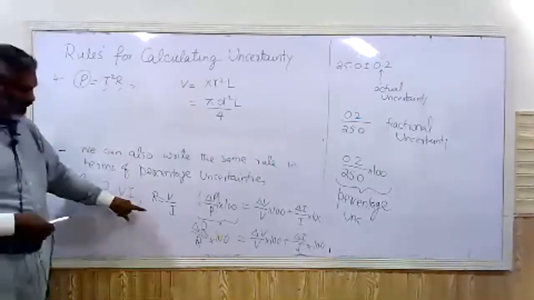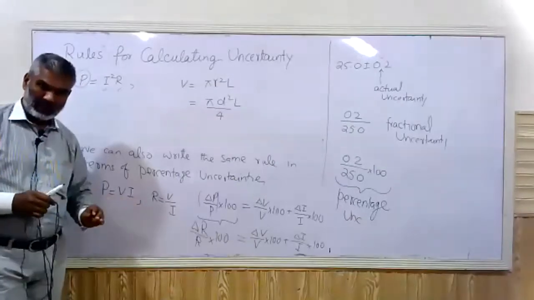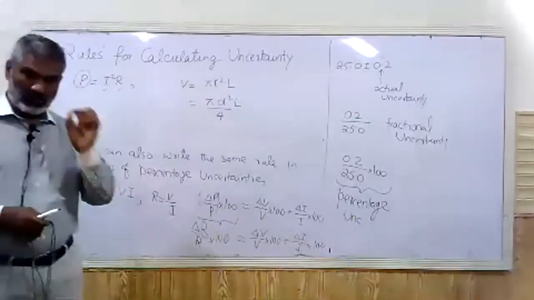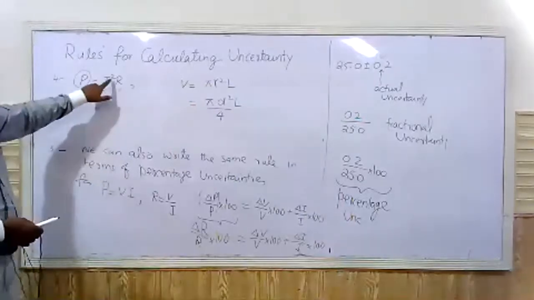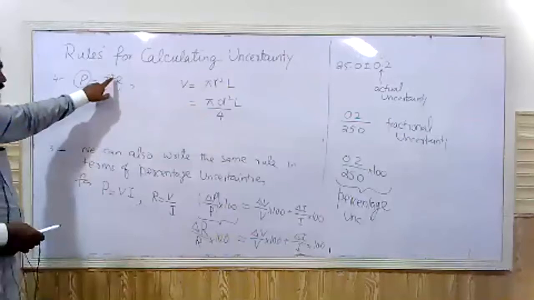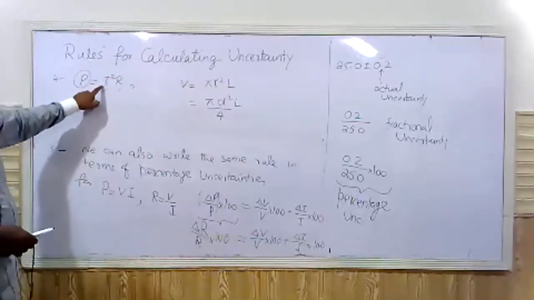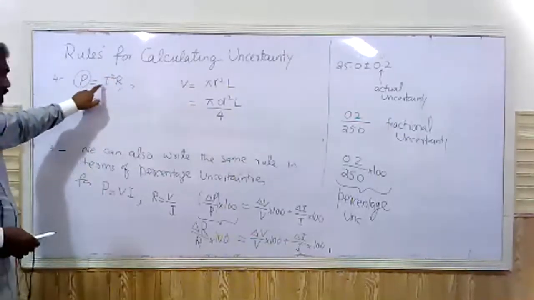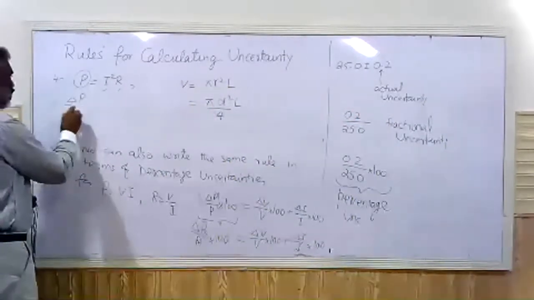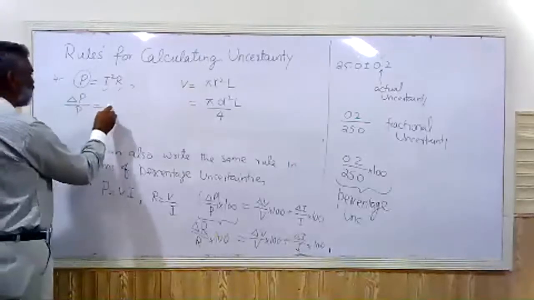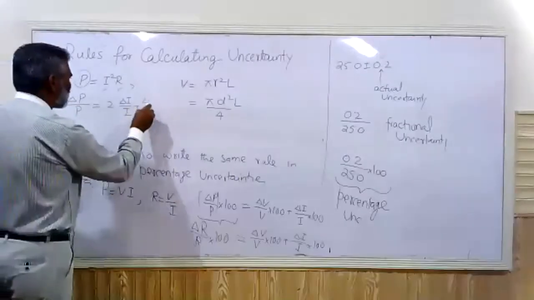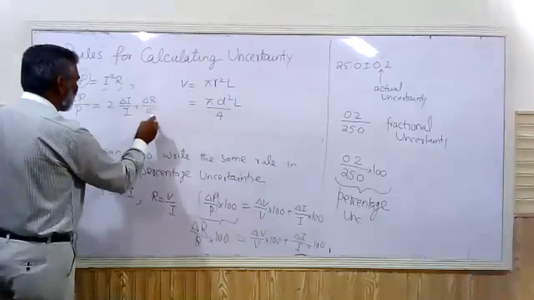Again, we can add fractional or percentage uncertainties in this case, but there will be a slight change now, and that is we use this index, this power, we multiply this number by the fractional or percentage uncertainties of this quantity. For example, for this situation, it will become delta P over P is equal to 2 times delta I over I plus delta R over R.